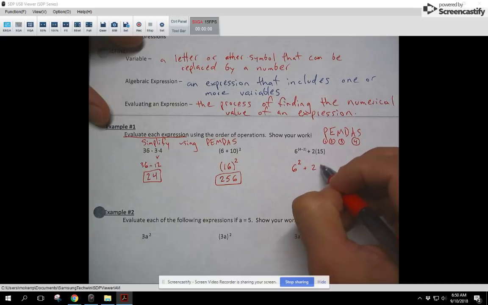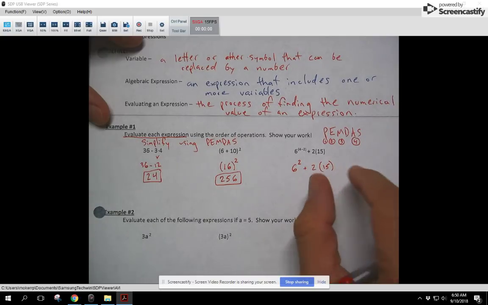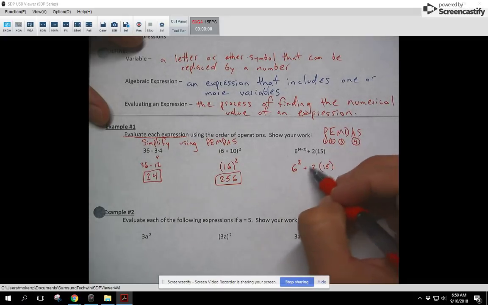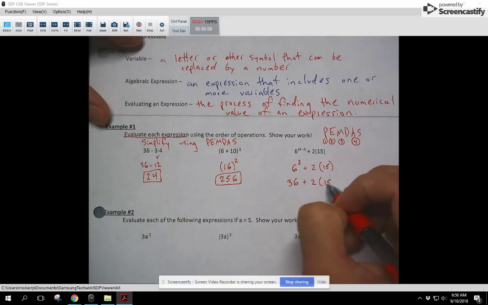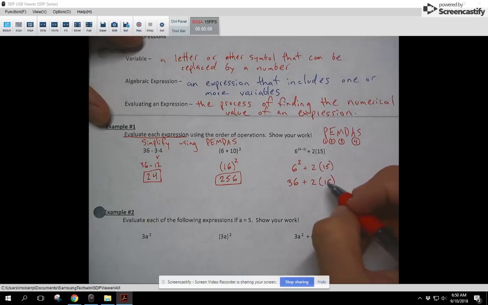I'm going to bring everything else down. Now this 15 has parentheses around it, but those are just showing you that this is multiplication. There's no operation to do inside. So those don't come first. So now that I've eliminated parentheses, step 2 is exponents. So 6 squared is 36. Again, 6 times 6. And next step would be multiplication.